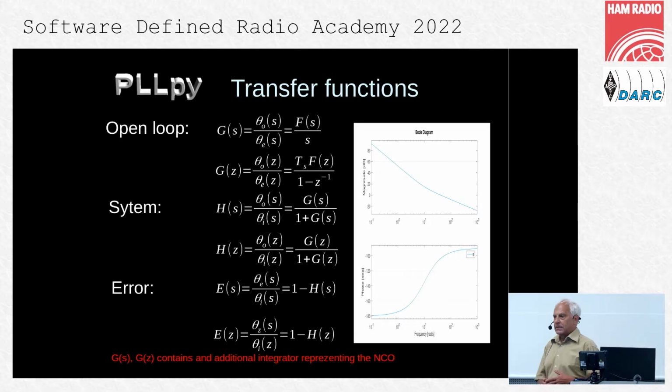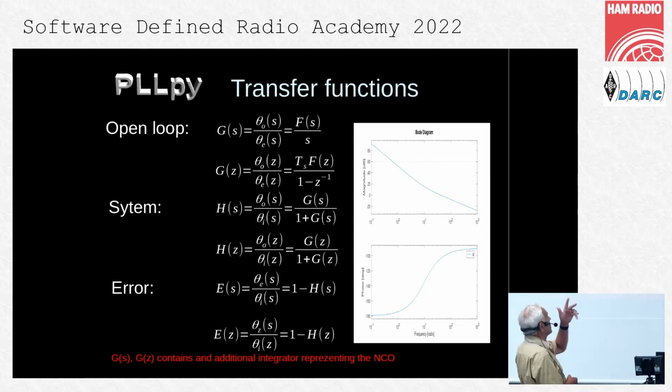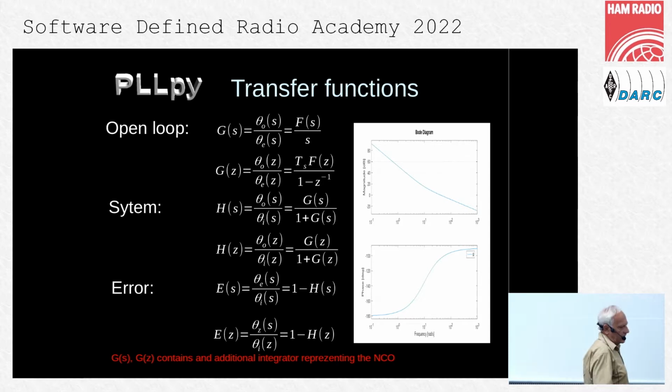Okay, the PLLs are control loops. That means that you have the same transfer functions that control loops have. The first is the open loop transfer function, which relates the output phase to the error. The system or closed loop transfer function relates the output phase to the input phase. And finally, you have the error transfer function, which relates the phase error to the input phase.